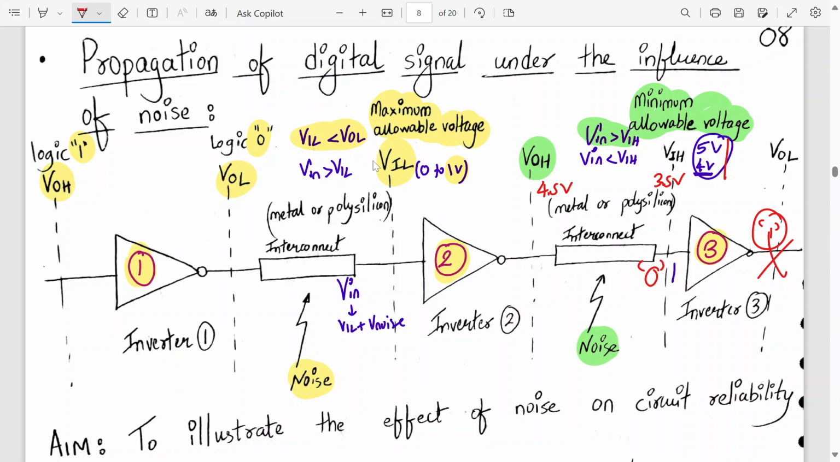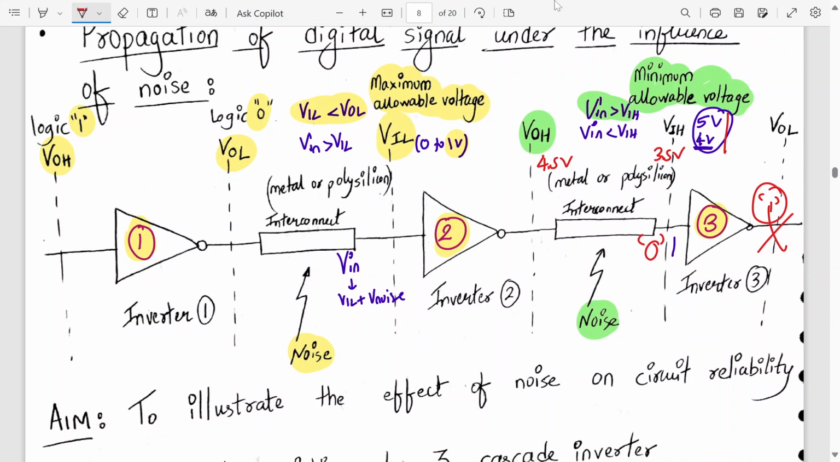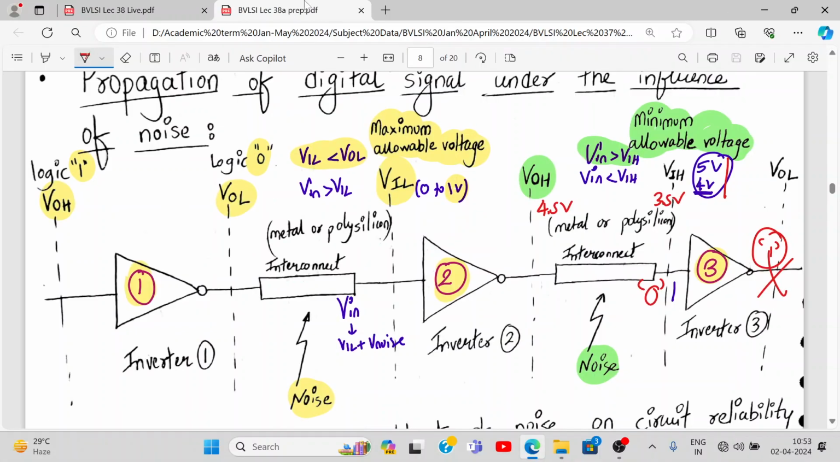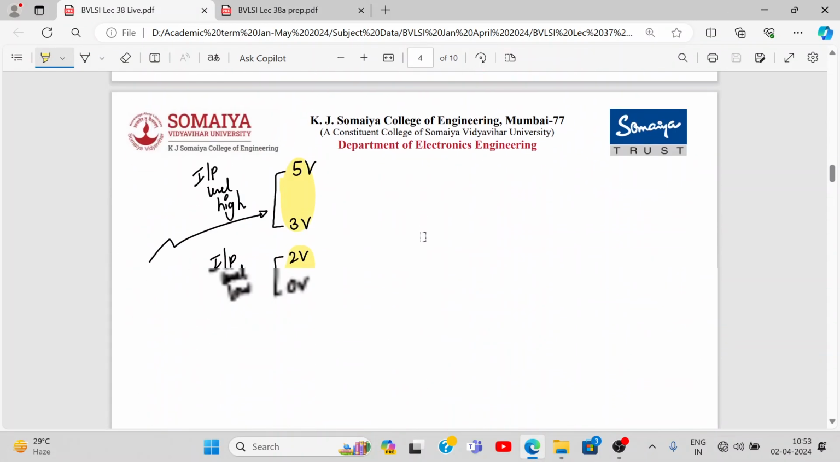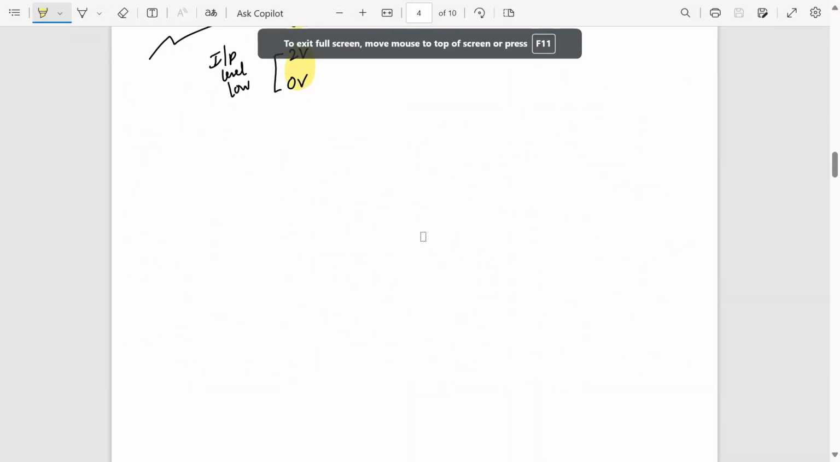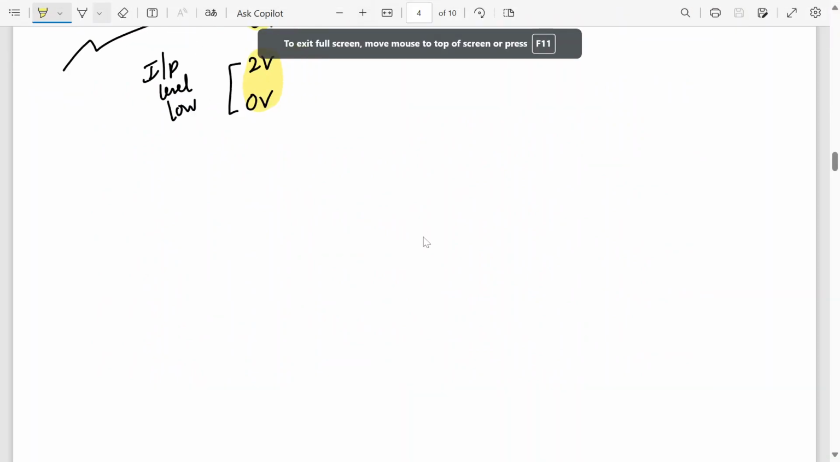That's why you should ensure that VIH is the minimum allowable level at the input of inverter number 3, which is high enough to ensure a logic 0 output. Okay, with this aspect we will define noise margin levels. So let's do that, the last part of today's lecture. Did you understand? So write down noise margin levels.